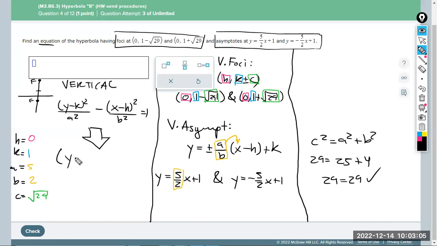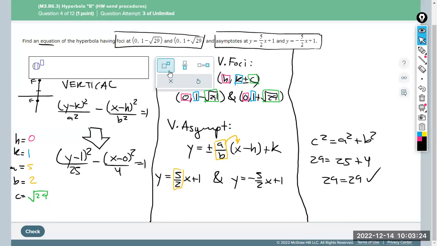So our equation will look like this: (y minus 1) squared divided by a squared, that is 25, minus (x minus 0) squared divided by b squared, that is 4. That is going to be our answer. Let me write it down, saving space for everybody: (y minus 1) squared divided by 25 minus (x minus 0) squared divided by 4. Check. And thank you.